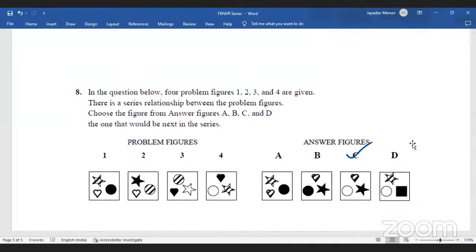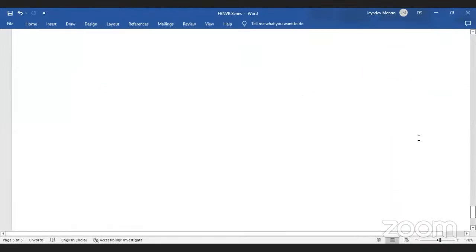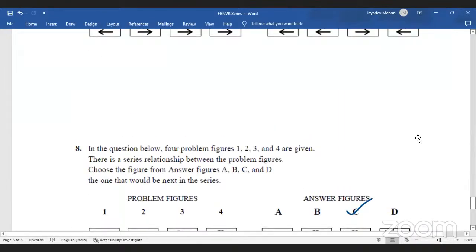Is this okay? Any doubt, please ask. Okay. So this is about figure-based reasoning.